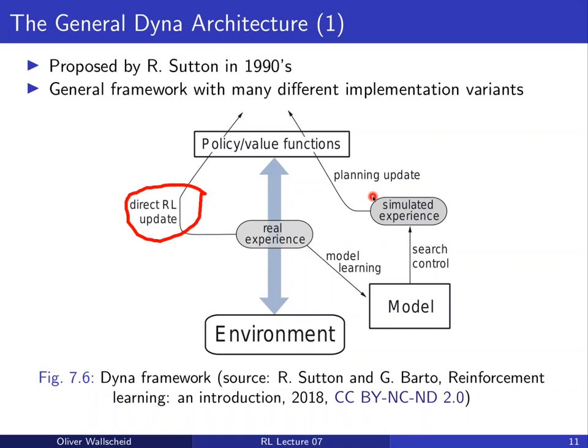And as I said, this is just a framework, and we can have many different flavors in how to bring together the different steps here. Basically, the differences between the specific Dyna agents, between the specific Dyna implementations, are according to the way we do the direct reinforcement learning, how we do the model learning, and the search control in order to obtain simulated experience. So these three points here are basically the degrees of freedom in order to derive a specific Dyna agent.